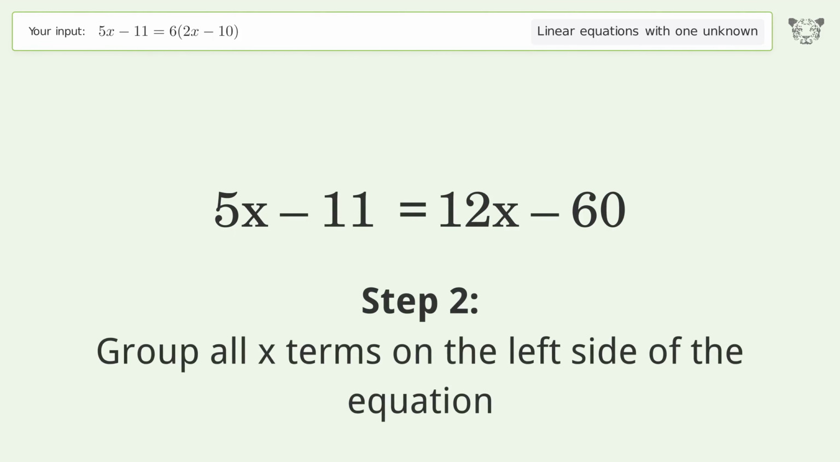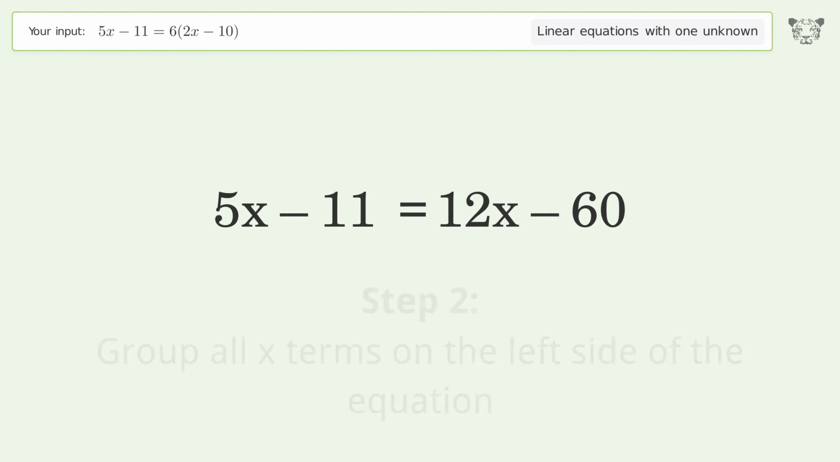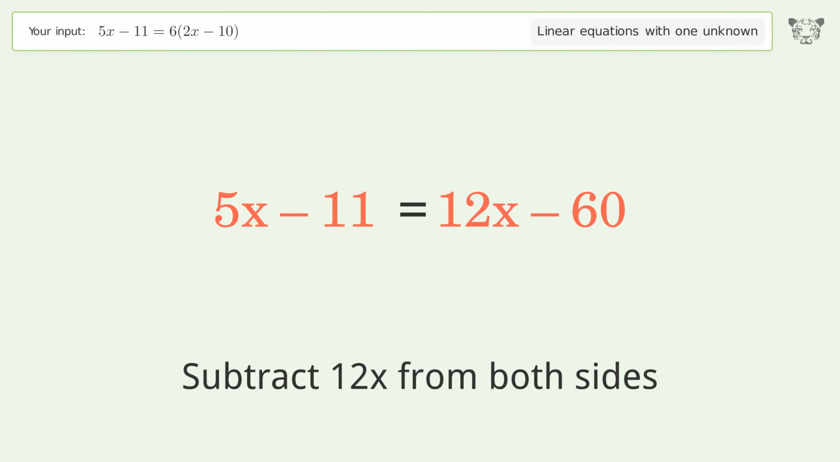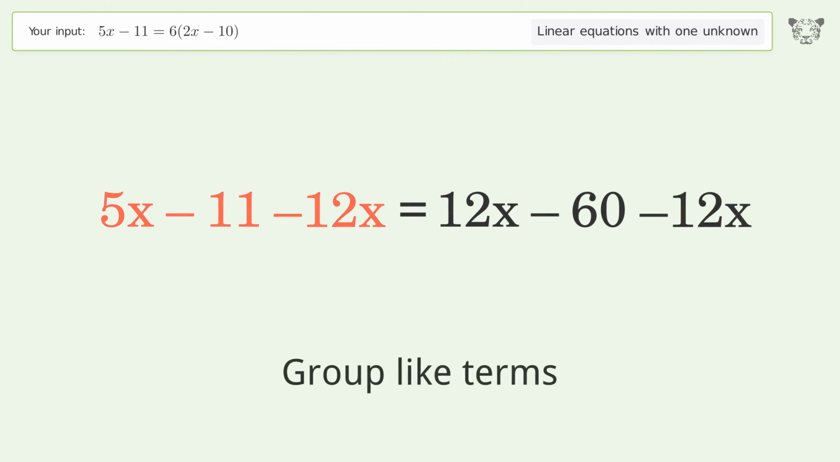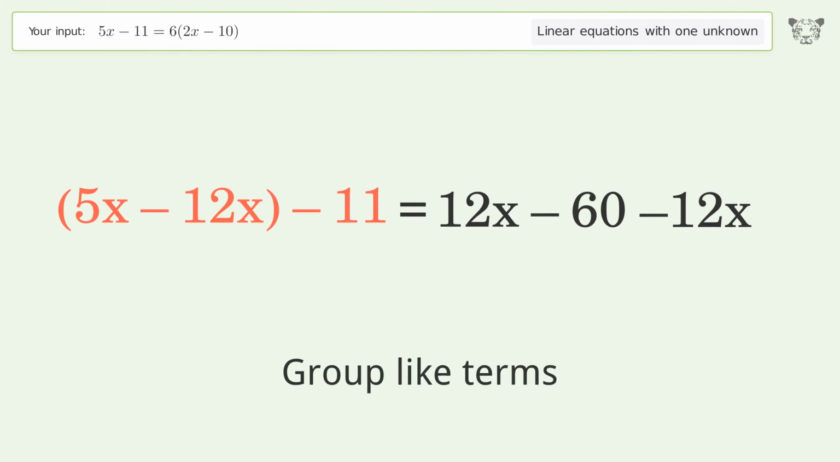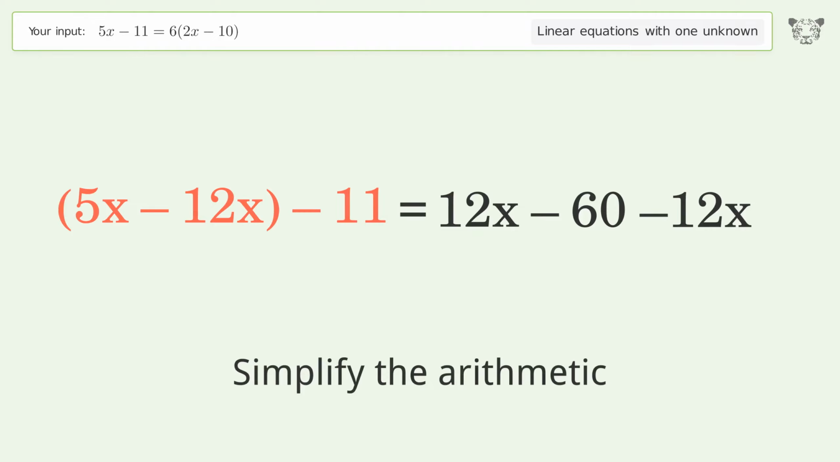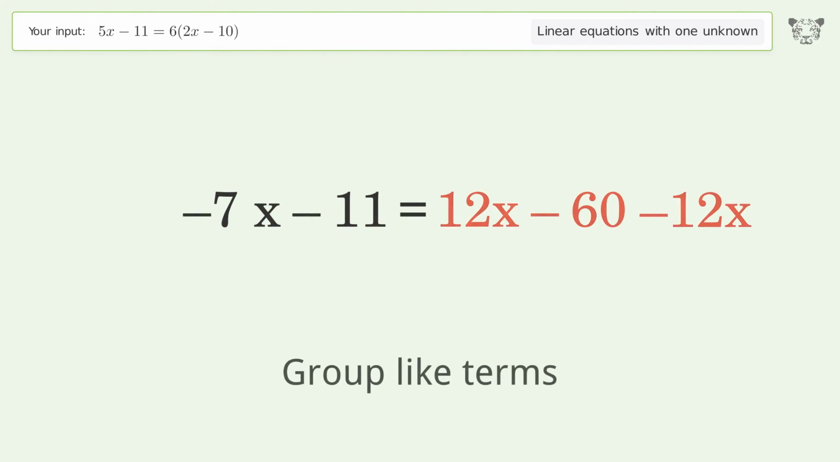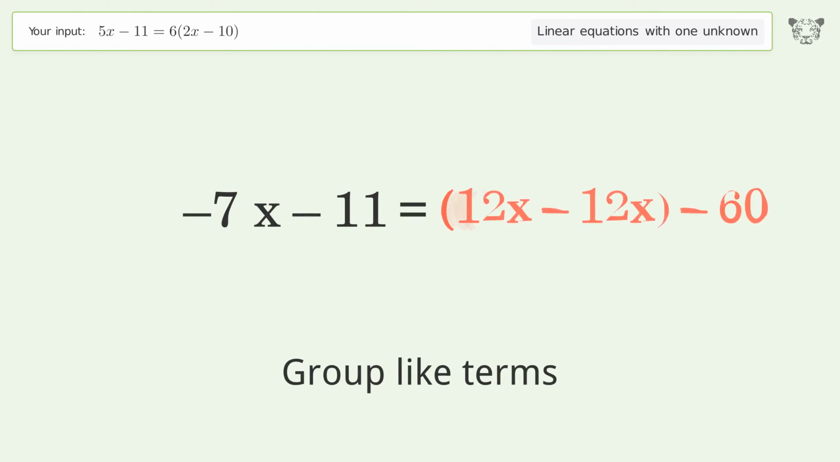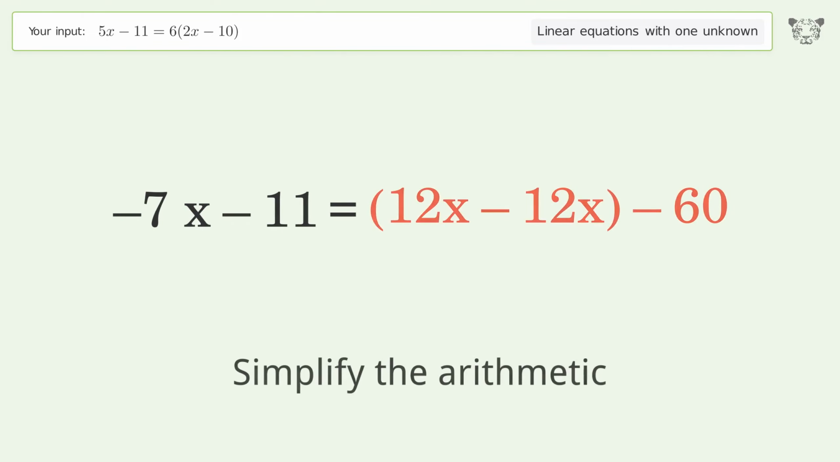Group all x terms on the left side of the equation. Subtract 12x from both sides. Group like terms. Simplify the arithmetic. Group like terms. Simplify the arithmetic.